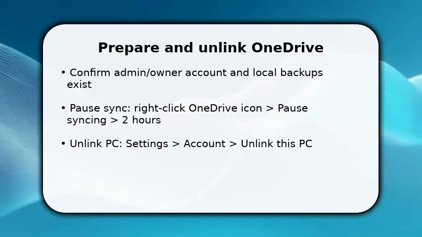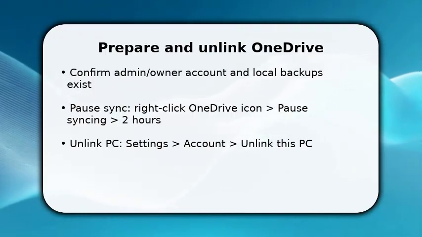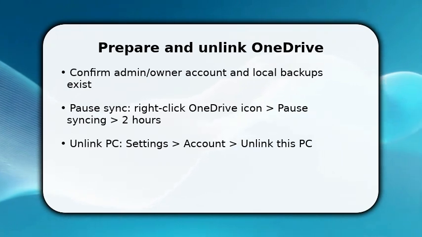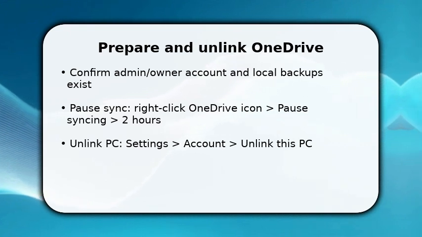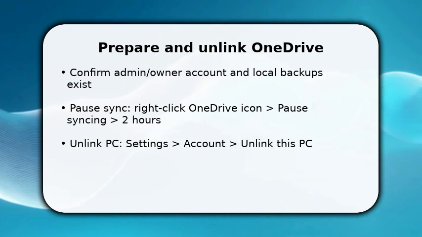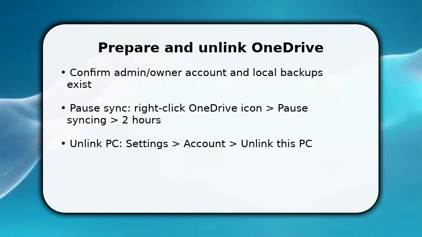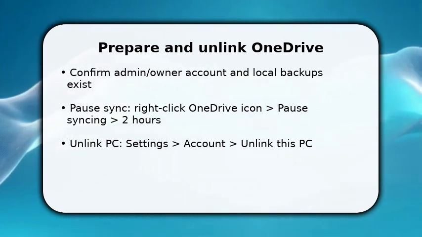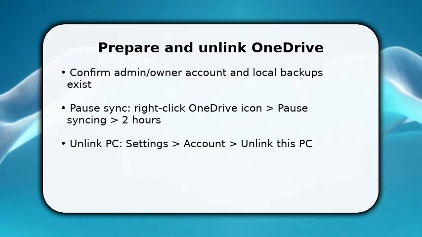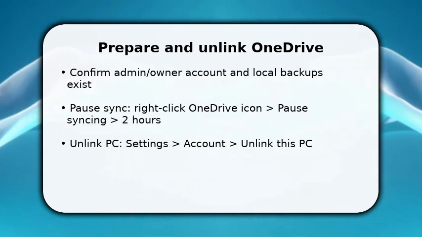Enjoy the video. You start by ensuring you have an administrator or owner account and a verified local backup of files. Once done, pause syncing from the OneDrive icon to avoid mid-process conflicts, and then choose Unlink this PC in Settings account. This disconnects the sync relationship, but preserves local files. Make sure to note which folders were synced so you can manage duplicates later. You'll be ready to remove the folders safely after unlinking and confirming backups are intact.